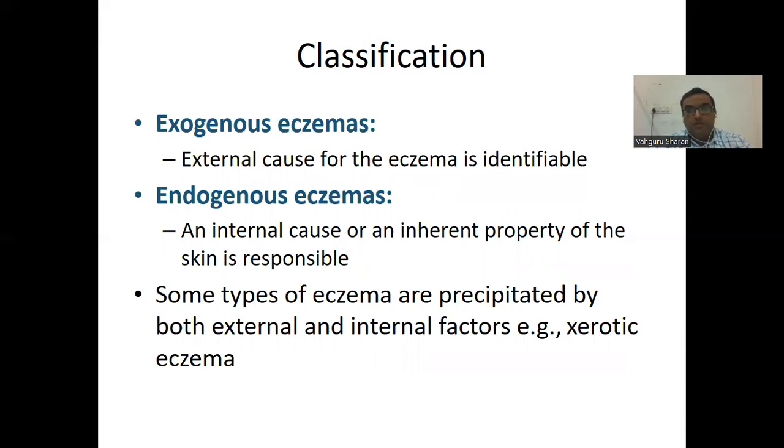Now, some eczemas can be precipitated by both internal and external factors. So there is an internal predisposition, which is complicated by some external factor. For example, in asteatotic eczema, the propensity for skin dryness is already there, and drying in the winter season or some drugs are external factors. So it's an interplay between two factors, internal and external. So that is a mixed type of eczema.